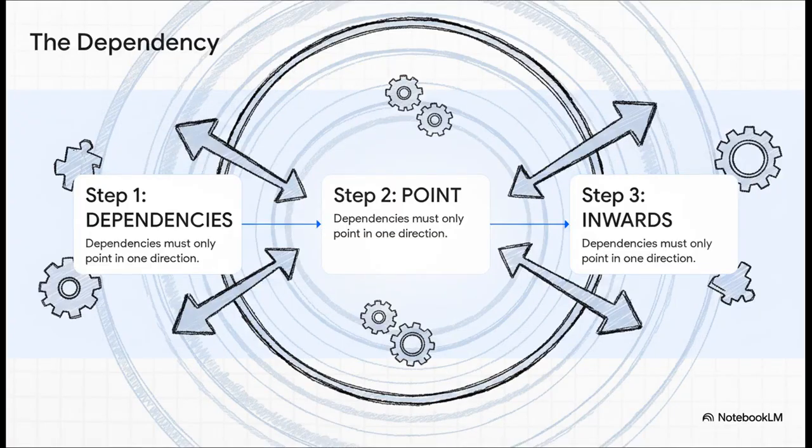Now, this whole beautiful onion structure only works if you follow one single rule. It's the golden rule, the law of the land, the one thing you absolutely cannot break. All dependencies must point inwards.